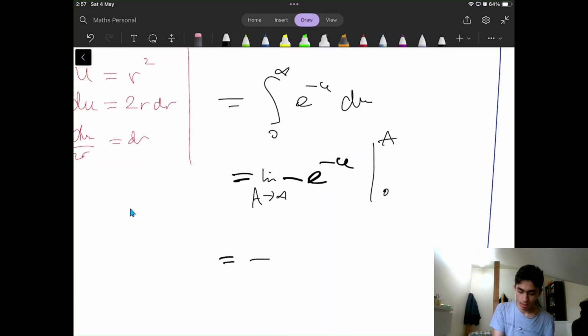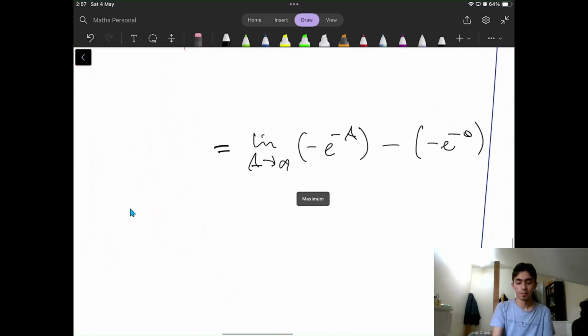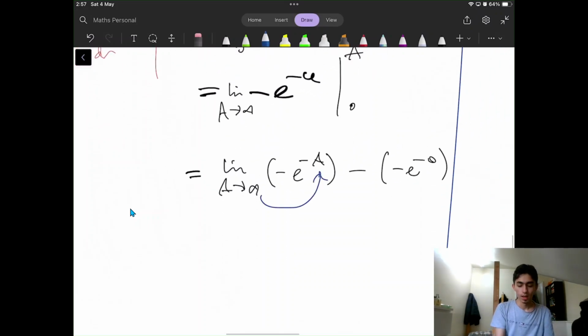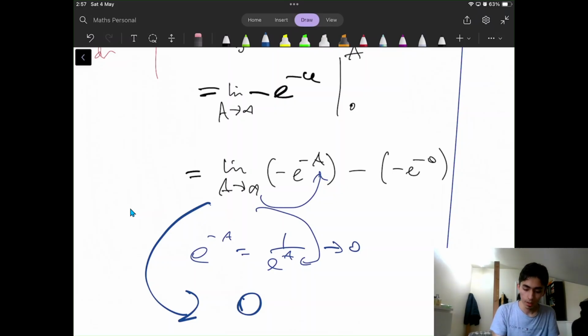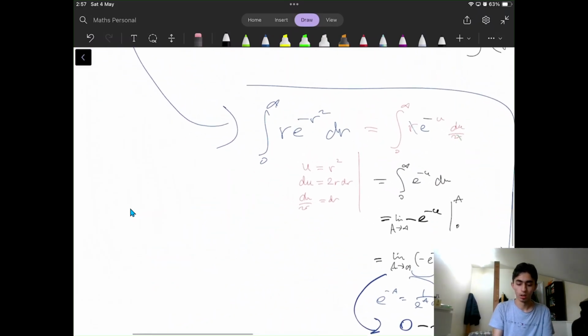But essentially that becomes: limit as a goes to infinity of negative e to the negative a minus negative e to the negative 0, right? And if you put infinity into this, e to the negative a can be written as 1 over e to the a. And if you put infinity into that, you just get 1 over an astronomically large number, which goes to 0, right? As a goes to infinity. So this limit is equal to 0. Then we have minus, well, e to the negative 0 is just 1, so we have minus negative 1, which gives us 1. So the inner integral is 1, right?